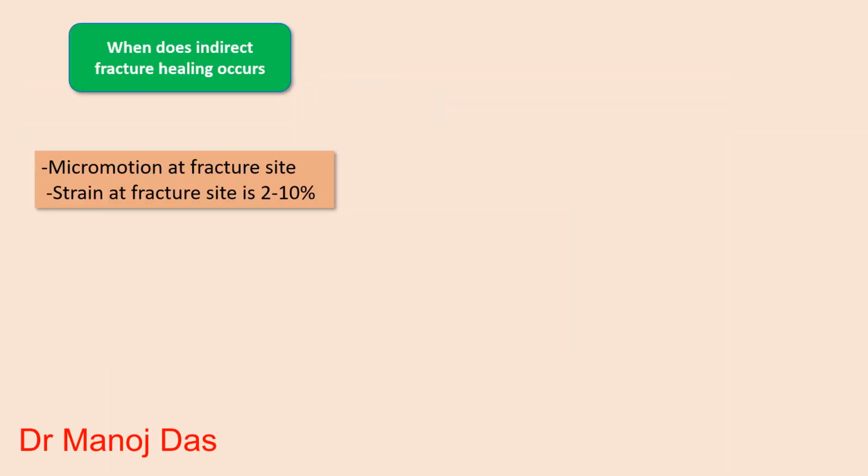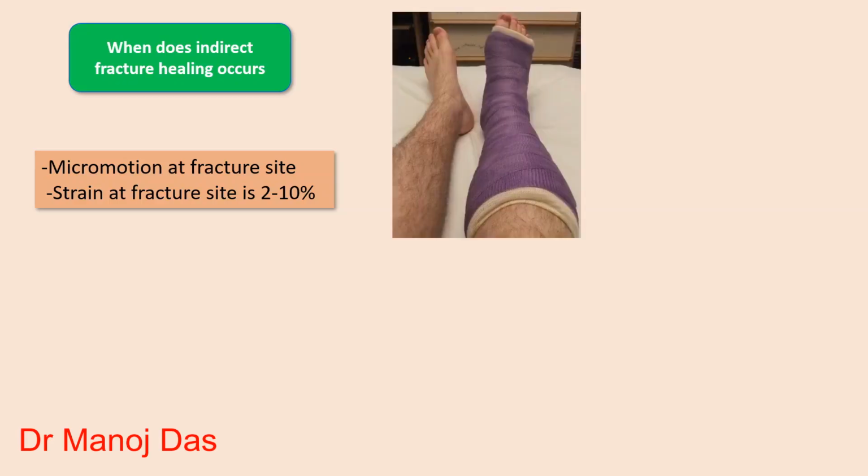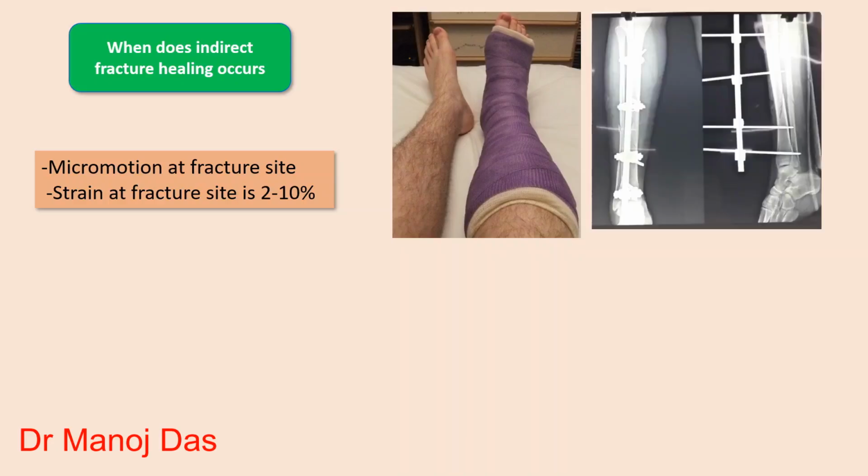So when does indirect fracture healing occur? When we treat the fracture such that there is micro motion at the fracture site. In other words, when the strain at the fracture site is 2 to 10%, then there will be indirect fracture healing, or healing by callus formation. So what are the treatment methods? When we treat the fracture by non-operative means like slab, cast, splint, there will be indirect fracture healing or healing by callus formation.